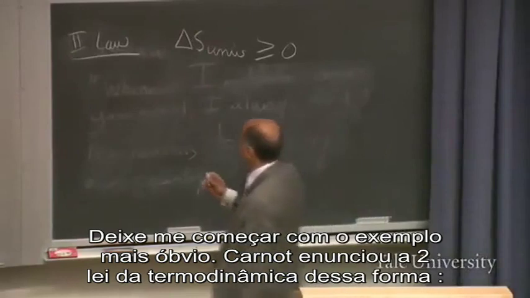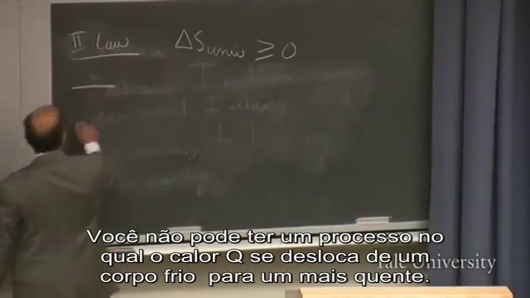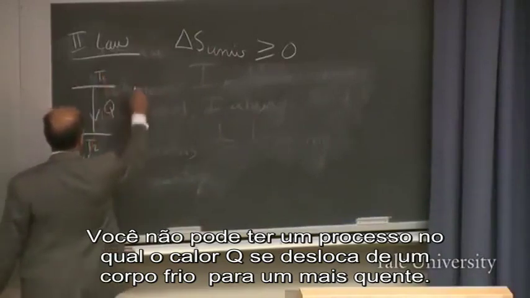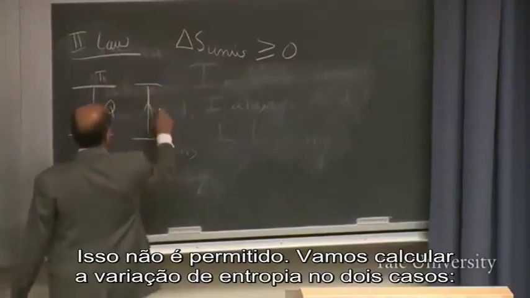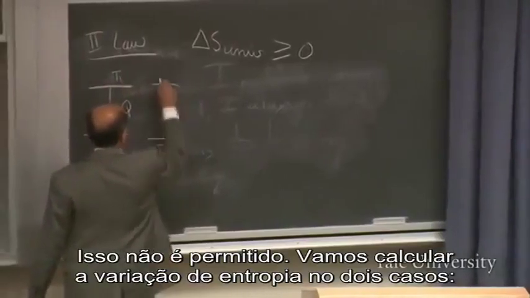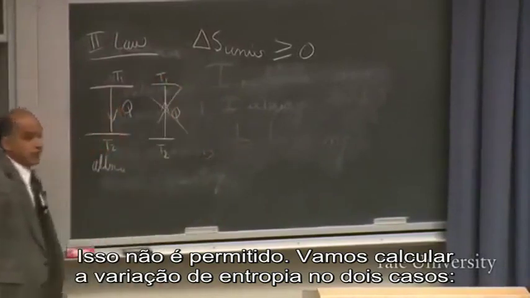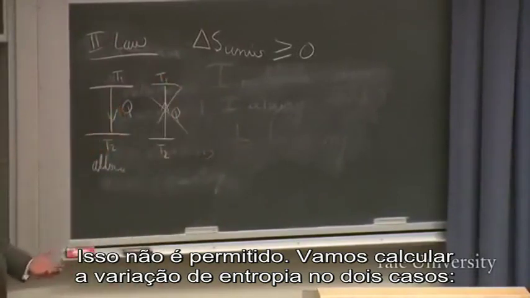So let me start with the most obvious formulation. Mr. Carnot's version of the second law was that you cannot have a process in which some heat Q goes from a hot body to a cold body. I'm sorry, this is allowed, right, according to Carnot. This is not allowed, right? Heat can flow downhill, cannot flow uphill.